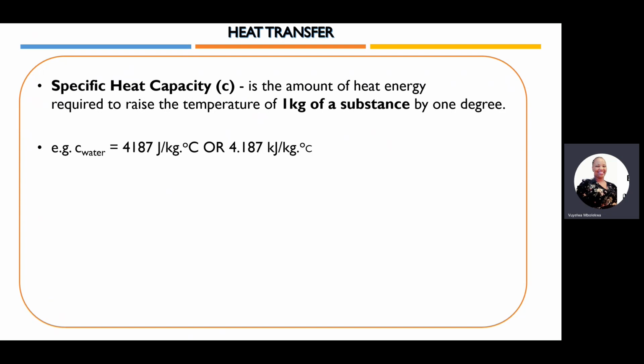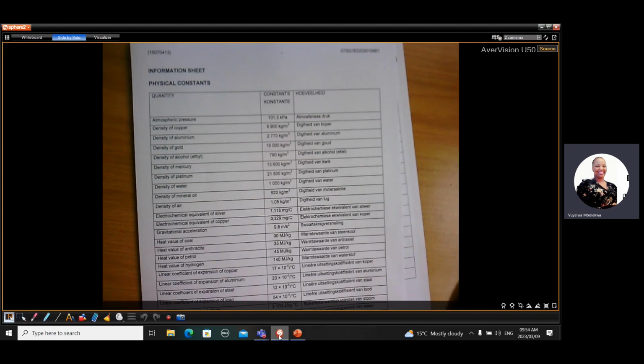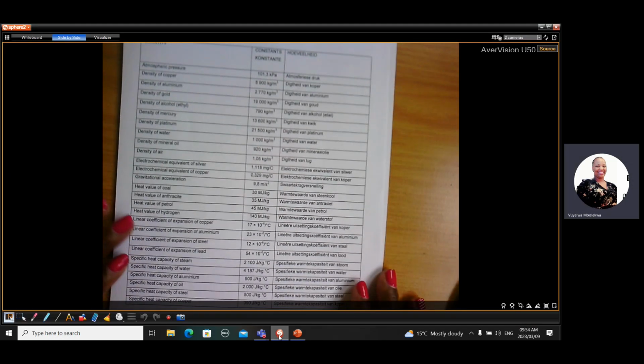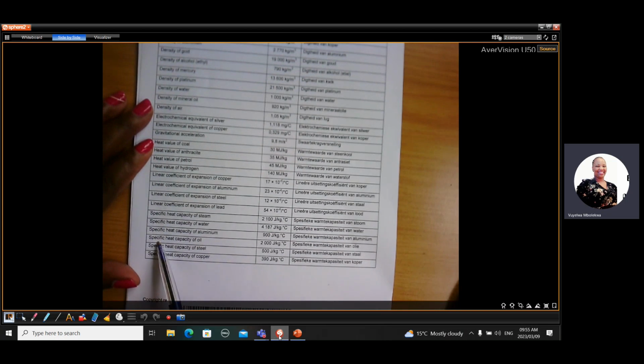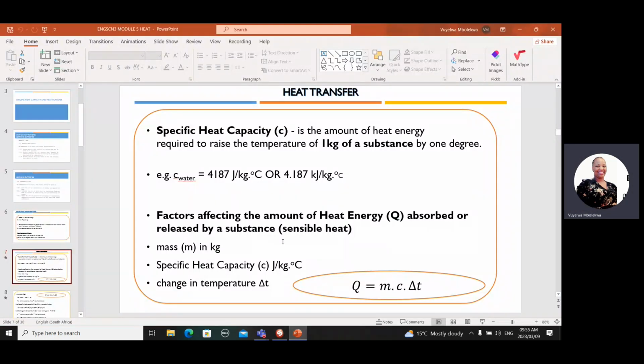So this is just an example. The specific heat capacity of water is 4187. So if you look at this table, which is the information sheet that you're going to get when you do your finals, the specific heat capacities are given somewhere here at the bottom. You've got the one of steam, of water, aluminium, oil, steel, or copper. So this means it takes 390 joules of heat energy to raise the temperature of 1 kilogram of copper by 1 degree. That is what it means.